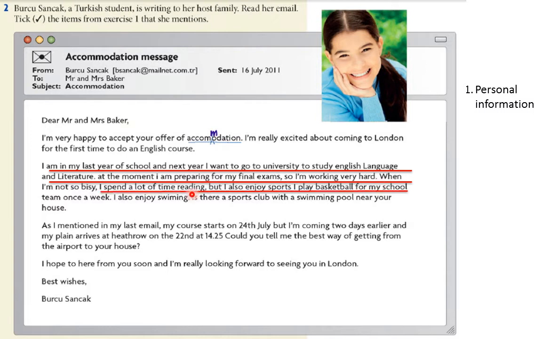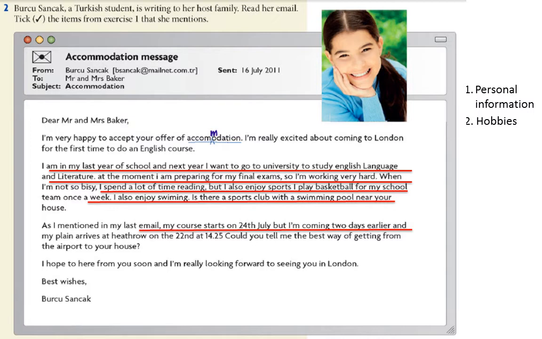I spend a lot of time reading, but I also enjoy sports. I play basketball for my school team once a week. I also enjoy swimming. Is there a sport club with a swimming pool near your house? So these two lines are about hobbies.